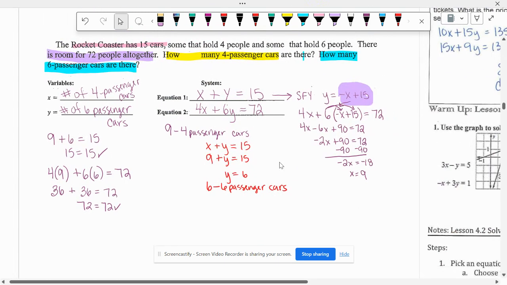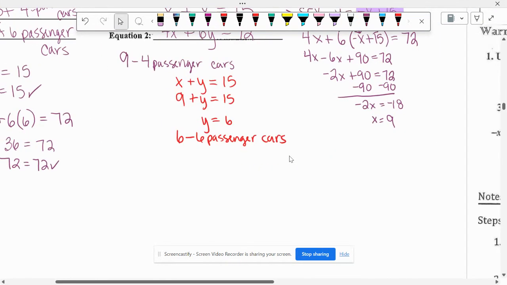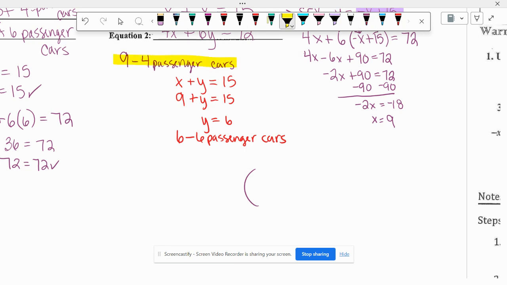So the only thing I didn't do yet is write it as an ordered pair. It's a real world problem. So I did give the sentence, 9 4-passenger, but still, I want to give it as an ordered pair, 9, 6.